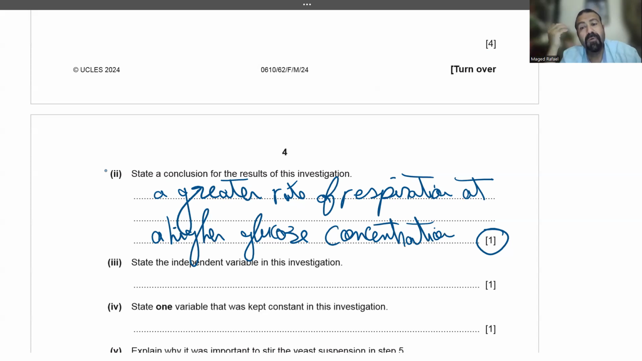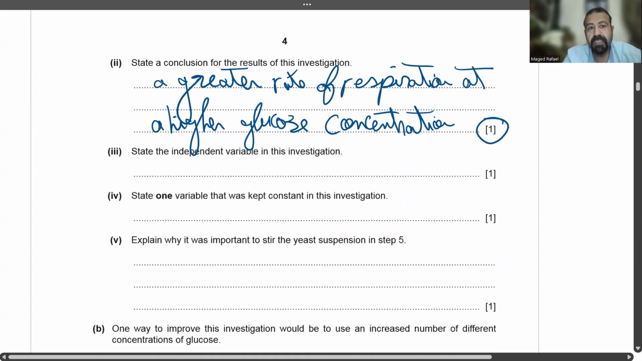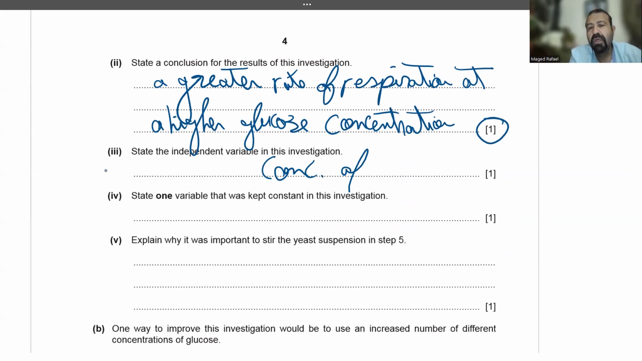The student was investigating the effect of concentration of glucose on the rate of respiration. So you should link your conclusion to the objective of the experiment. Okay, and this is the conclusion. State the independent variable. We said the independent variable several times: the concentration of the glucose.